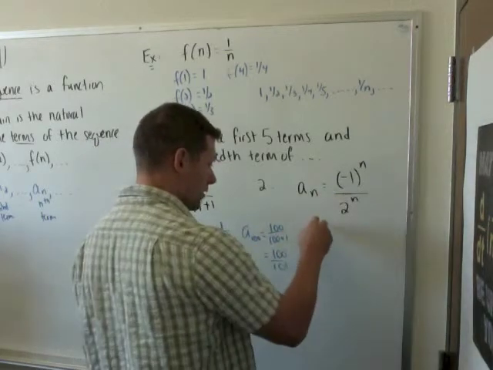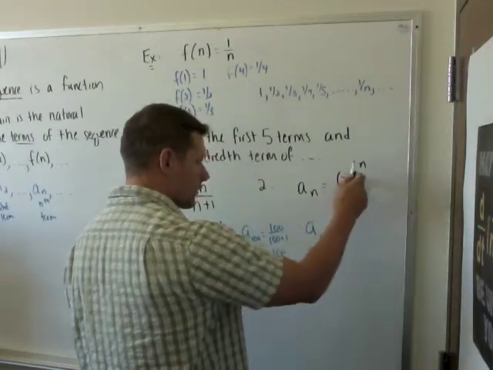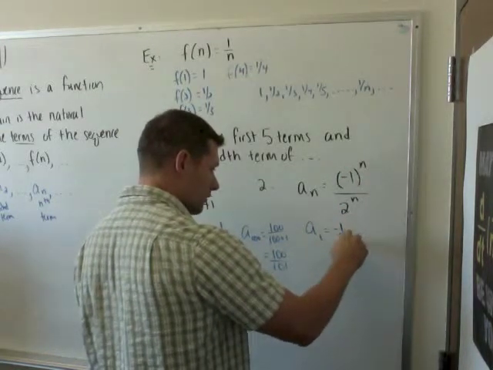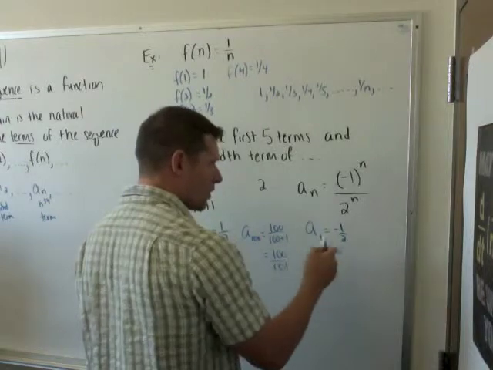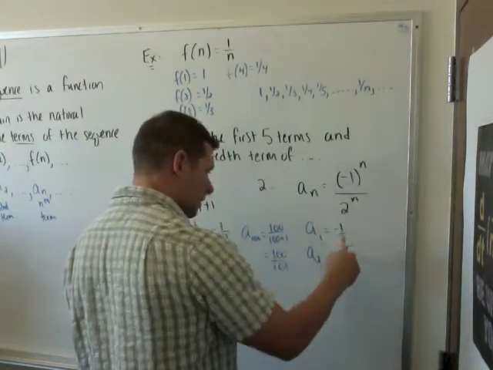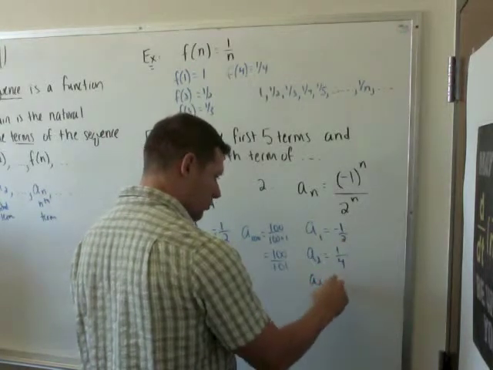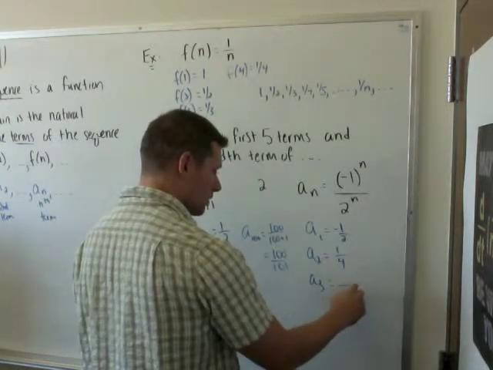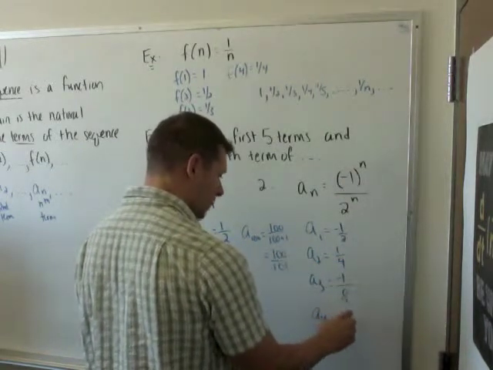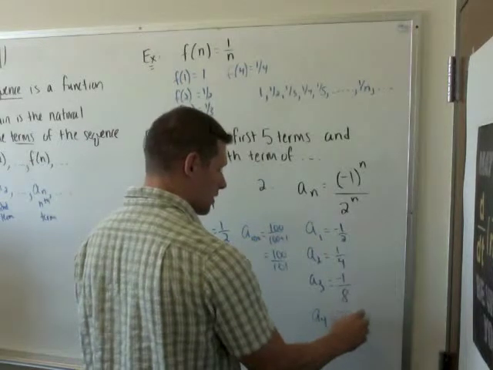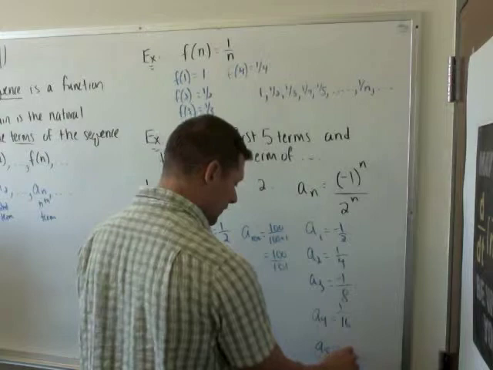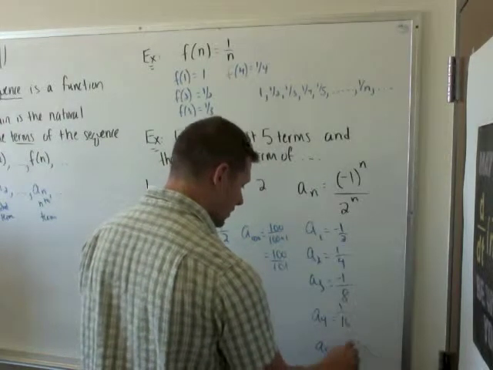If I want a1, I get -1 to the first power is -1 divided by 2 to the first, so it'll be -1/2. And if I go a2, then I'll get 2 squared on the bottom, so I'll get 4 on the bottom. -1 squared is +1. a3, I'll get 2 to the third. -1 to the third makes it negative. a4, 2 to the fourth, 16. -1 to the fourth power is +1. a5, I'll get 32, and -1.